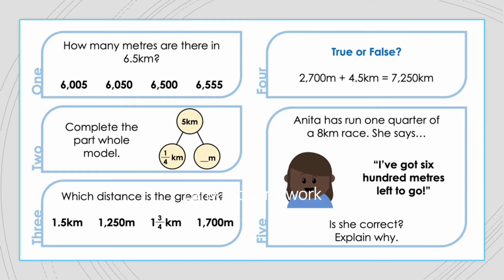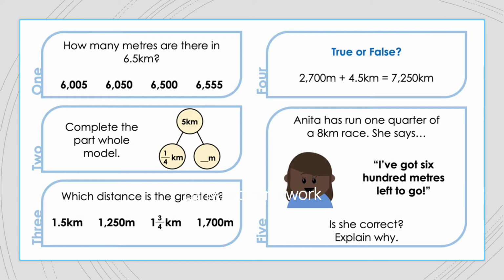So number 3, which distance is the greatest? So I've made them all the same unit of measurement. 1.5 kilometres is the same as 1,500 metres. Then you've got 1,250 metres. Then 1 3/4 kilometres is the same as 1,750 metres. And then you've got 1,700 metres. Which one is the greatest? And it's 1 3/4 of a kilometre, which is 1,750 metres. Number 4, true or false?